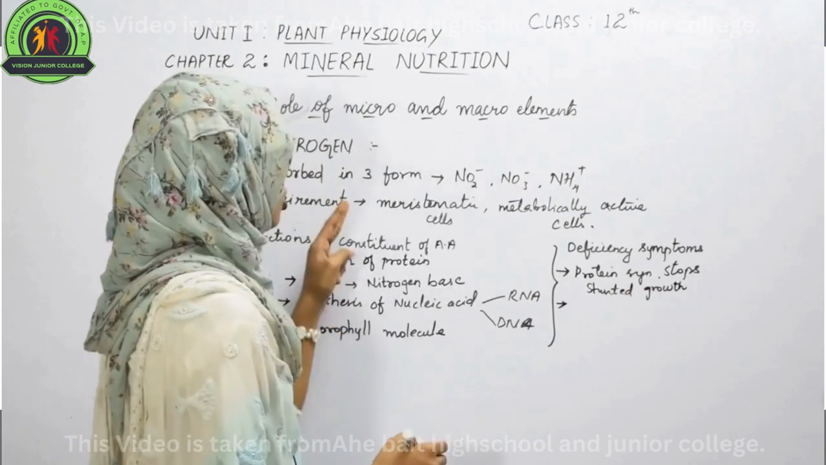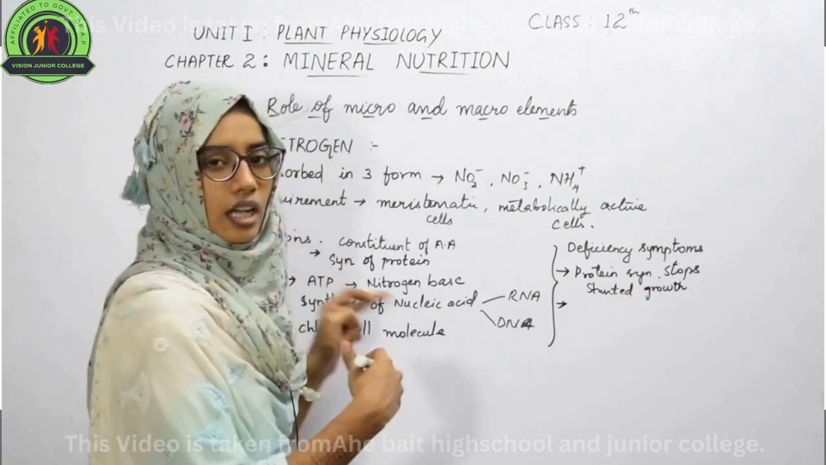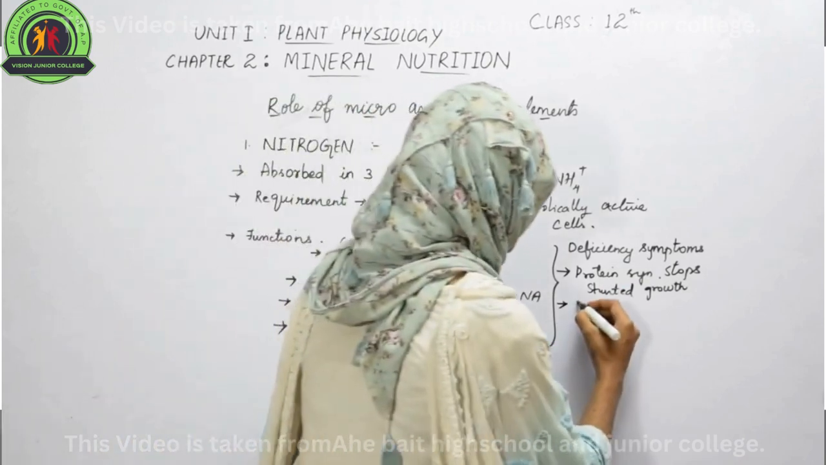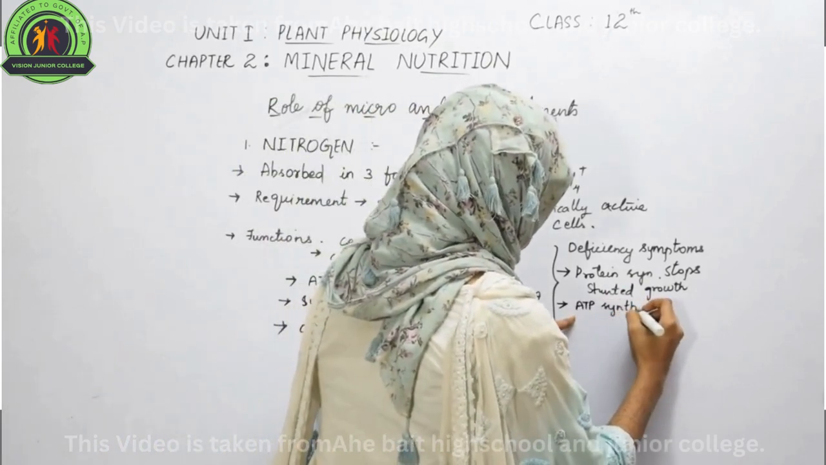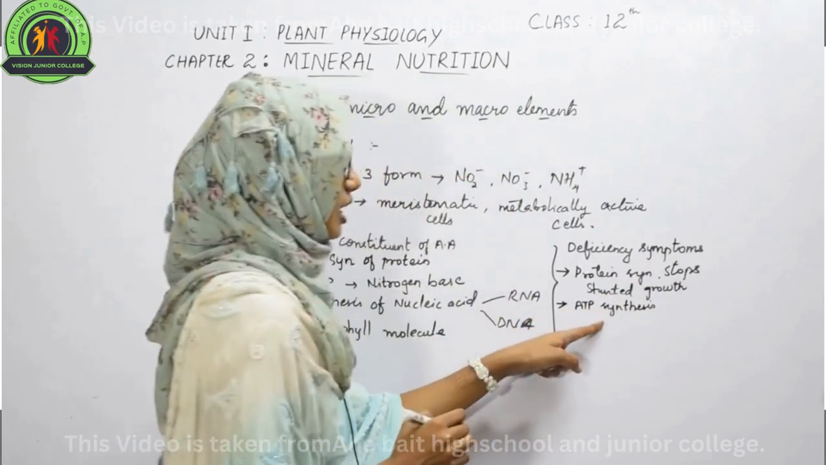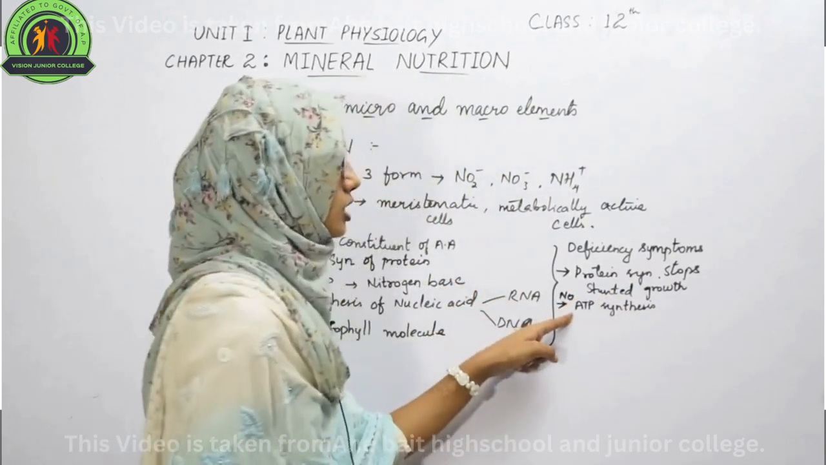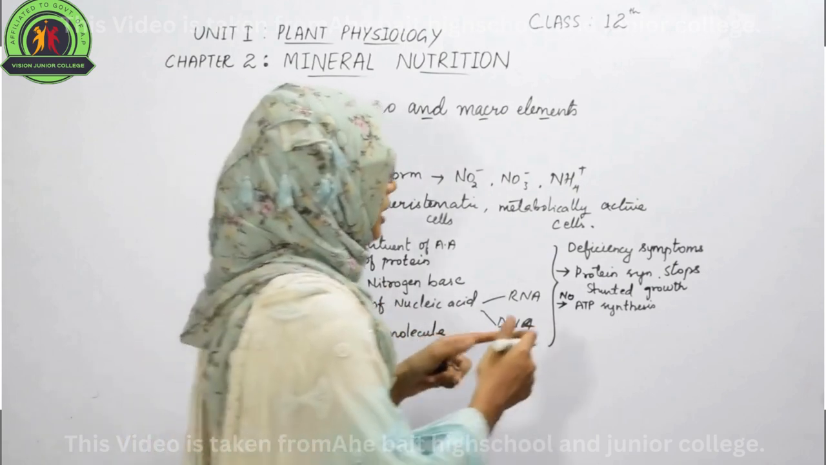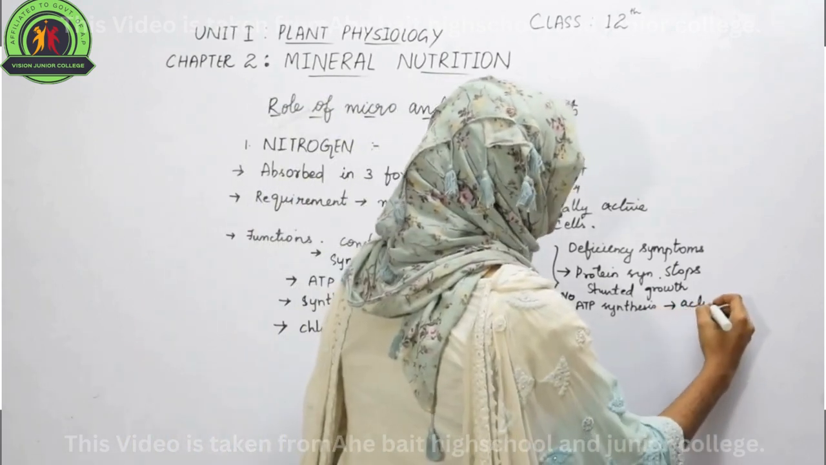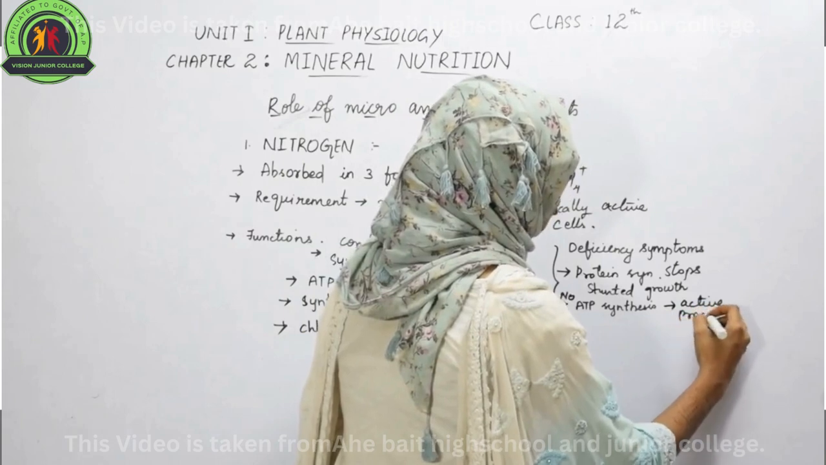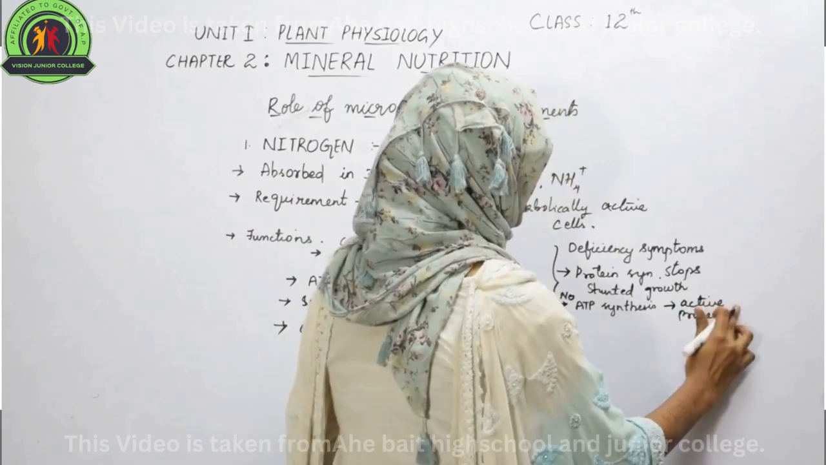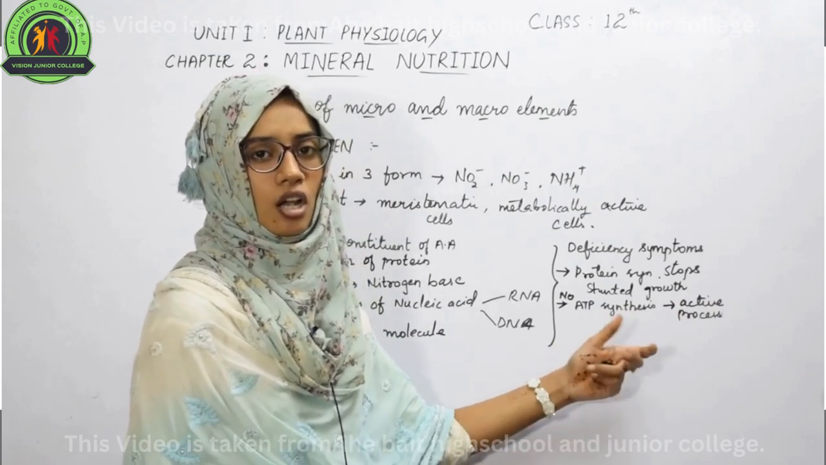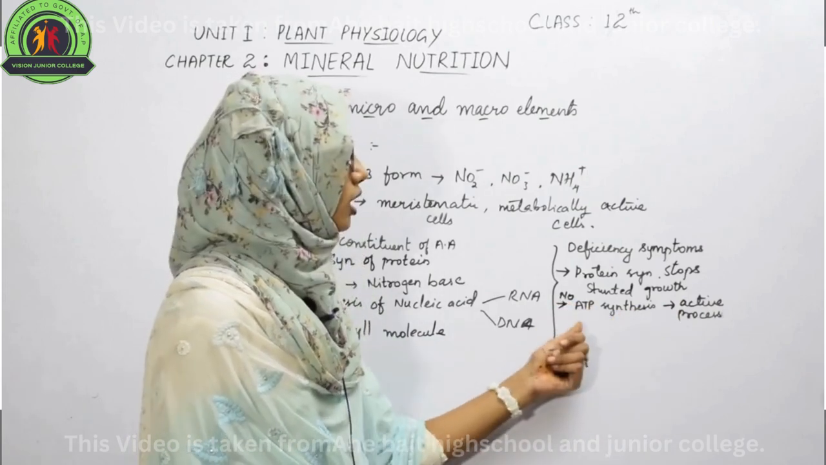And the next function of nitrogen is in the production of ATP. If nitrogen is not present, then ATP synthesis is going to be affected. When ATP is not synthesized, the active processes inside the plant body are affected, because the active processes require energy, or an energy molecule, ATP.